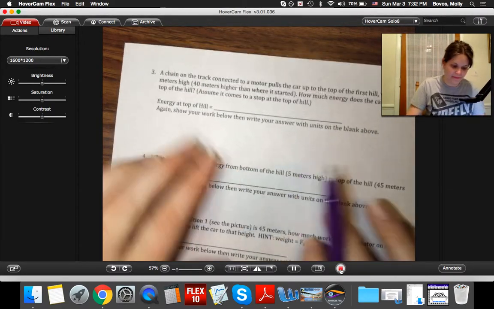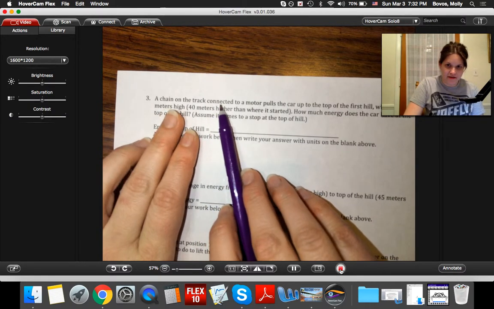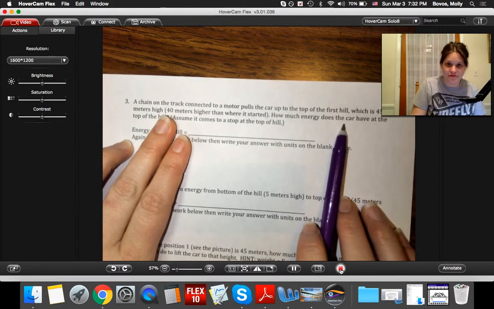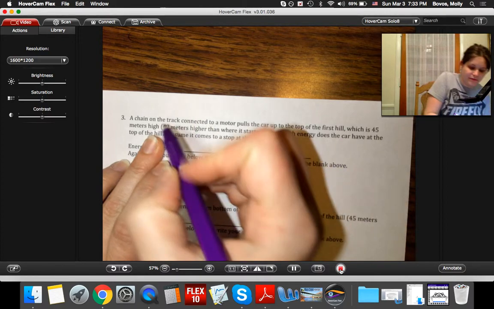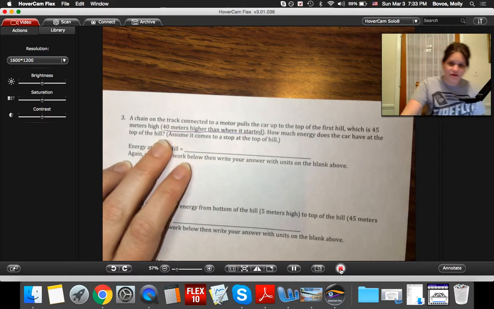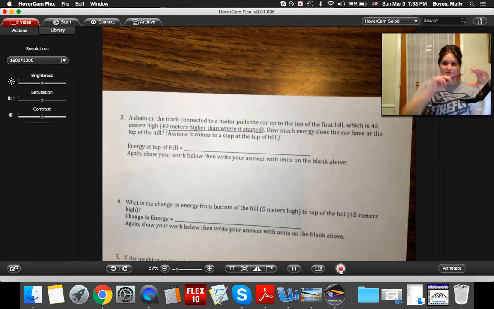All right, so we have a chain on the track connected to a motor that pulls the car up to the top of the first hill, which is a height of 45 meters high. Please notice that this is 40 meters higher than where it started. So this motor has not lifted the cart 45 meters, it's only lifted it 40 because it started at 5 already.